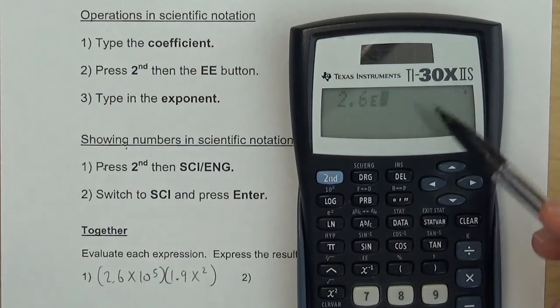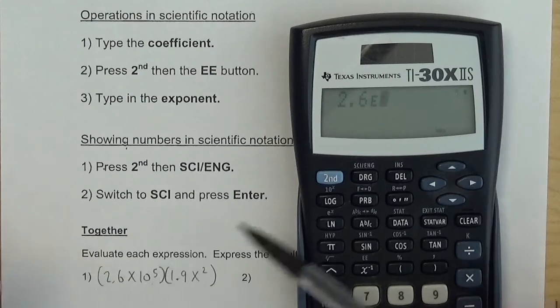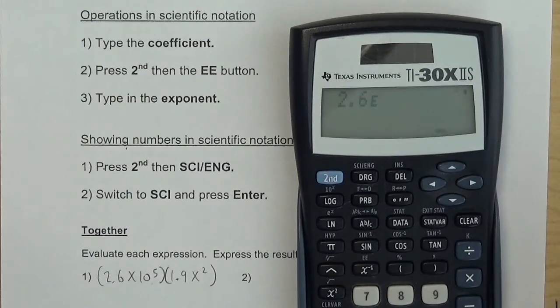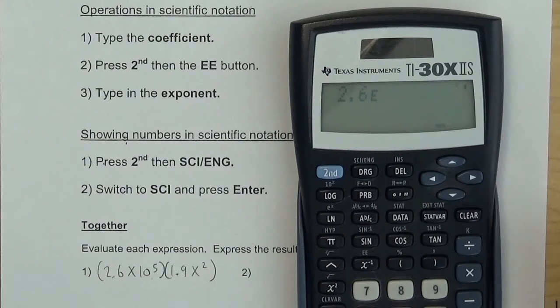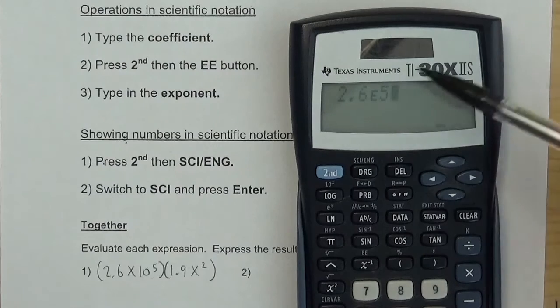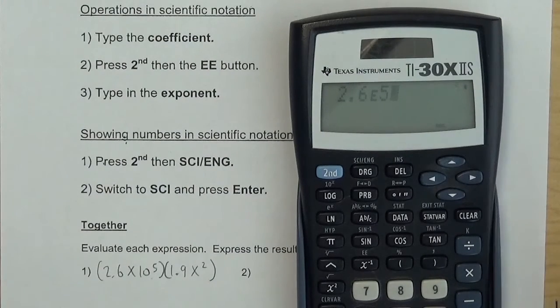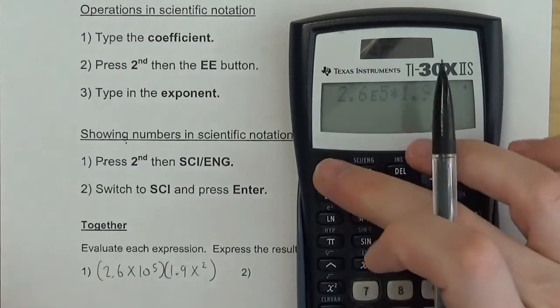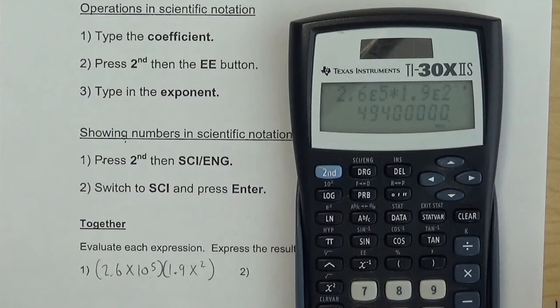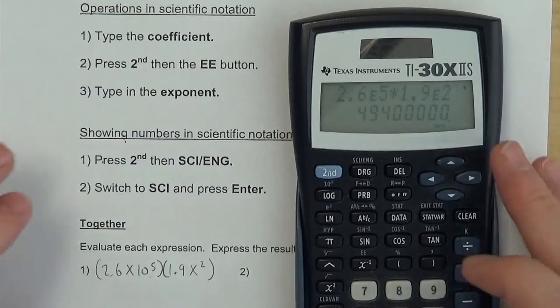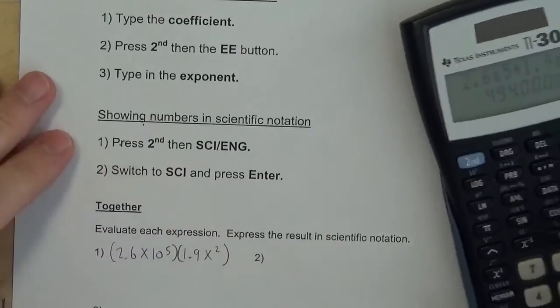So you don't need to type in the times, you don't need to type in the 10, you don't need to even type in this arrow button for raised to the power of. All you need is the exponent next. So the exponent here is 5. So you just need those 3 things: the coefficient, the E, and the exponent. And we're multiplying, so times 1.9, second, E again for that times 10 raised to the power of, and then 2 is your exponent. Once you get all that typed in, you hit equals, and it gives us our answer here in standard form, but the instructions say to express the result in scientific notation.